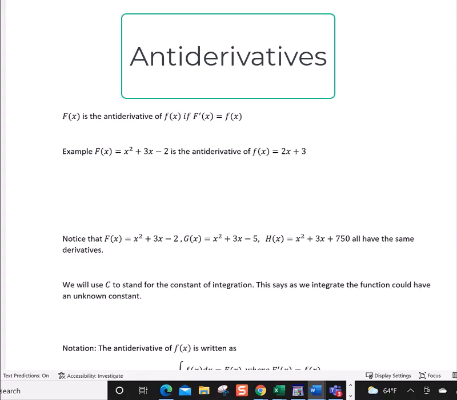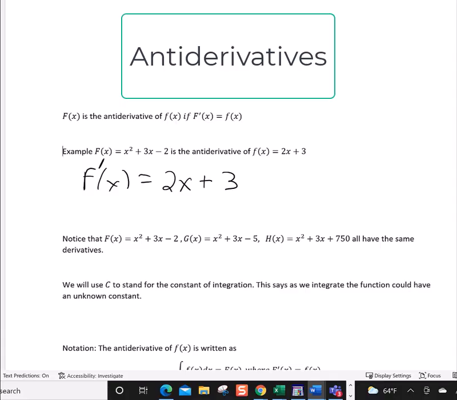Here I have F of x is equal to x squared plus 3x minus 2. And you should know by now that when I take the derivative of that, the derivative of x squared is 2x, the derivative of 3x is 3. So you can see that when I took the derivative of capital F of x, I got 2x plus 3, which is what lowercase f of x is equal to.